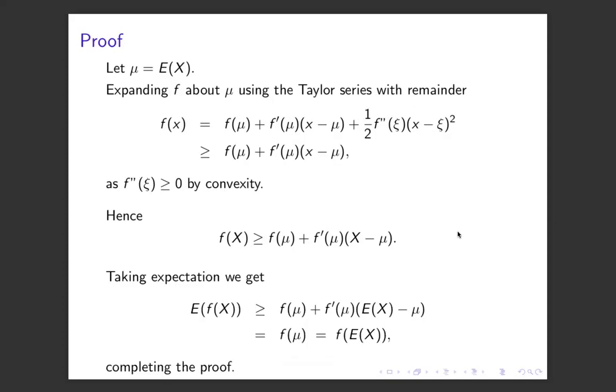So now take expectation. When you do that, you have expectation of f of X greater than or equal to expectation of this whole thing. And this is a constant which comes out, and this is also a constant which comes out. And here you have expectation of X minus mu, but that is 0 because mu itself is the expectation. So this completes the proof. And again, you substitute back mu equal to expectation of X, you get what you want.